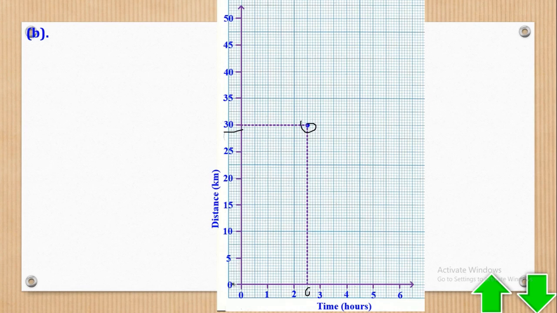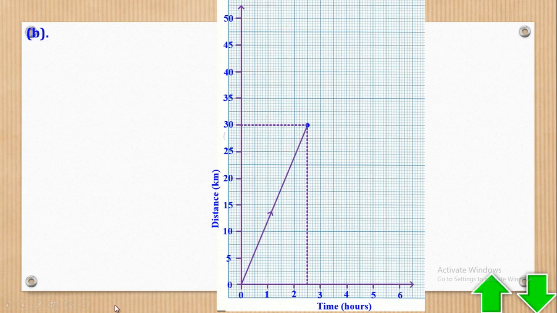Now what we are going to do, we are going to join from the starting point to this point with a straight line using a ruler. So let's do that. So that will be the first part of the journey. What about for the second part?